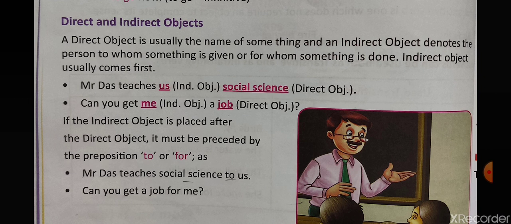For example, Mr. Das teaches us social science. So what is the object here? What is the object here? Social science. And what is the verb? Teaches. But here, social science, since it is a thing, is the direct object, and here us is the indirect object, because us is used for the person it is given to. Can you get me a job? Here job is the direct object because it is the thing, and me is the indirect object because it is given to me.